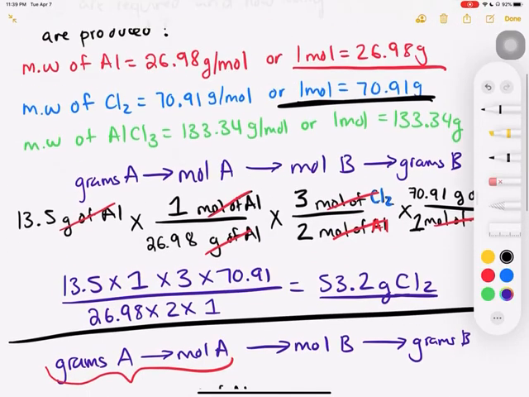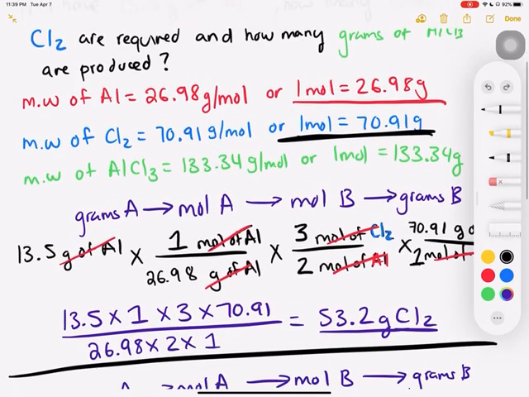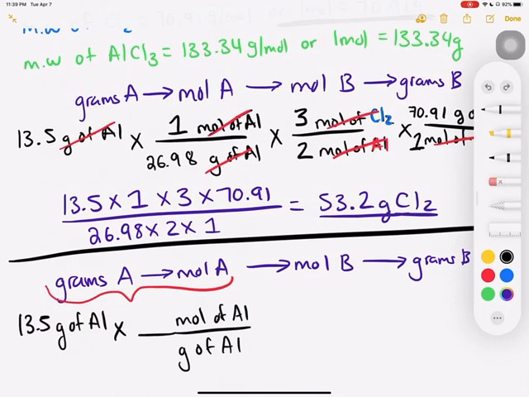If I scroll up, 1 mole is 26.98 grams. Can you see this looks really similar to the previous problem still? So 1 mole is 26.98, because we're starting with 13.5 grams of aluminum. Of course, you have to cancel out the units: grams of aluminum, grams of aluminum.